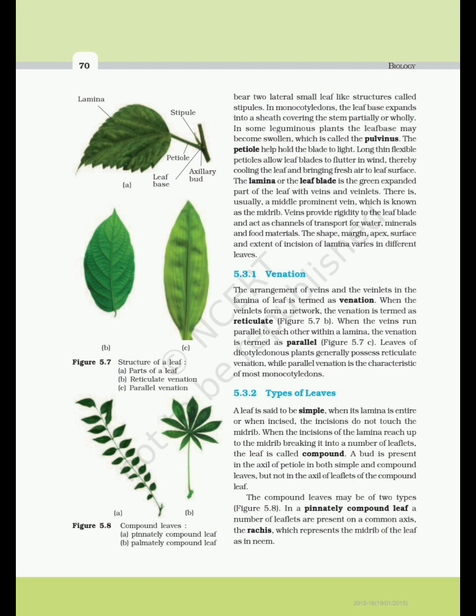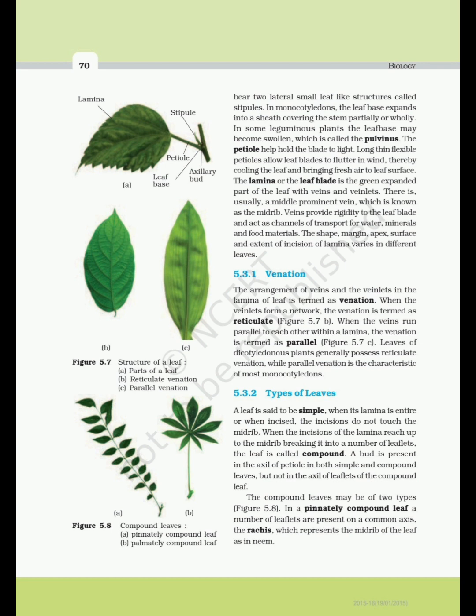5.3.2 Types of leaves. A leaf is said to be simple when its lamina is entire, or when incised, the incisions do not touch the midrib. When the incisions of the lamina reach up to the midrib, breaking it into a number of leaflets, the leaf is called compound. A bud is present in the axil of petiole in both simple and compound leaves, but not in the axil of leaflets of the compound leaf. The compound leaves may be of two types.